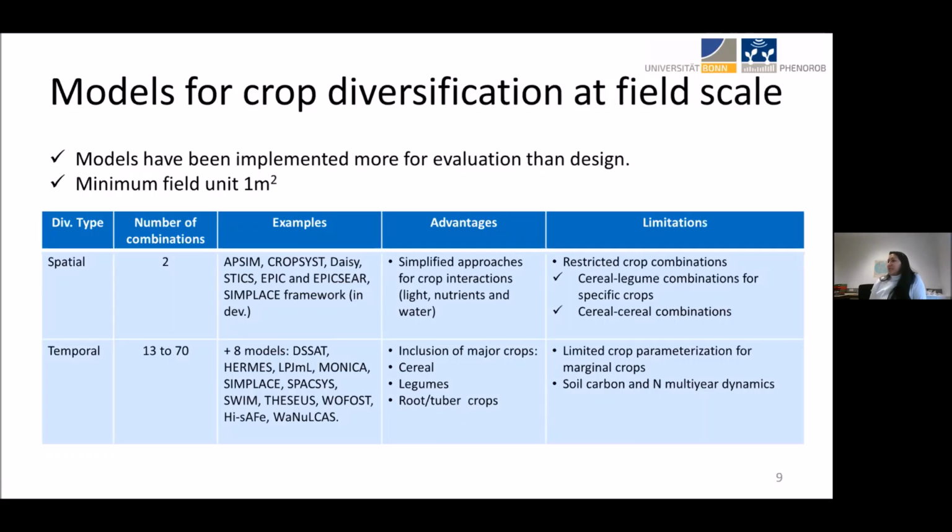But some of the limitations that they have is that the crop parameterization, for example, for marginal crops or for niche crops, is quite limited due to the availability of data to set up the models for these new crops. But also soil and soil carbon and nitrogen dynamics, multi-year dynamics, sometimes in the long term, for some models, they are not as stable. So there's also an improvement on this part.